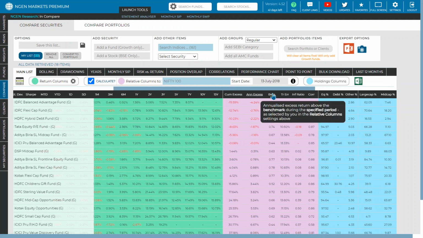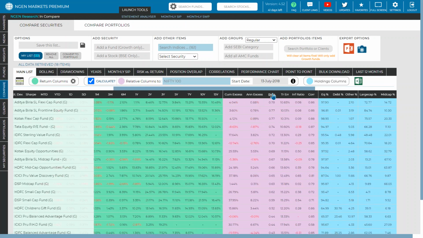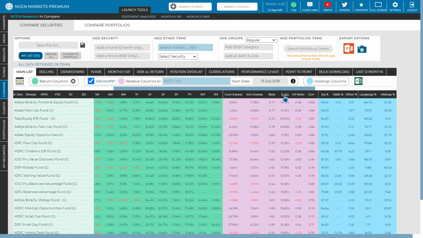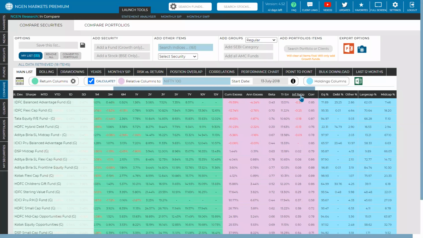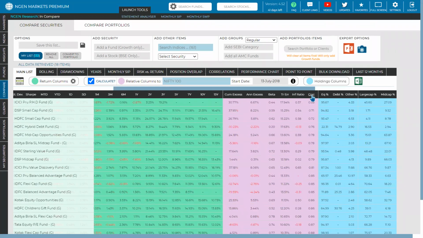Then this is the beta between the fund versus the benchmark, tracking error, and then obviously information ratio and correlation. So we've shown them separately because they are not based only on the NAV of the fund. They're based on the NAV of the fund versus something. The green ones are return columns, which are purely based on the NAV of the fund.